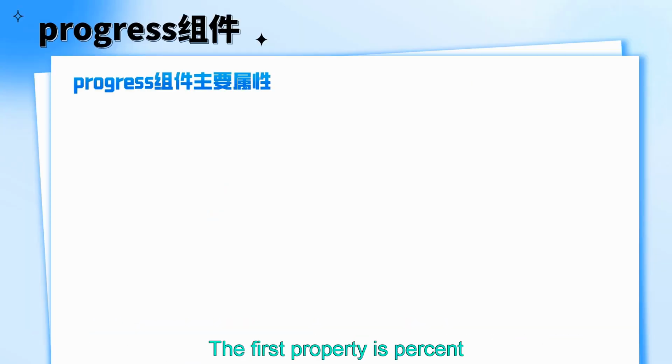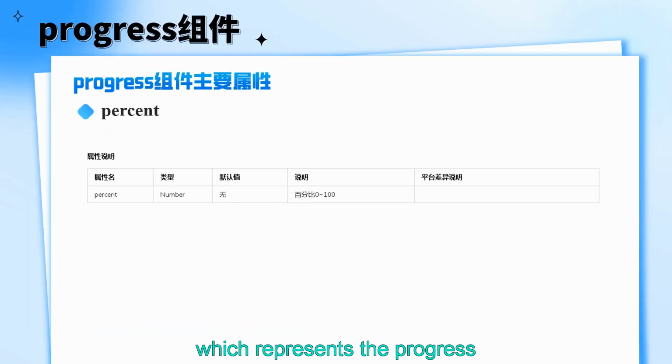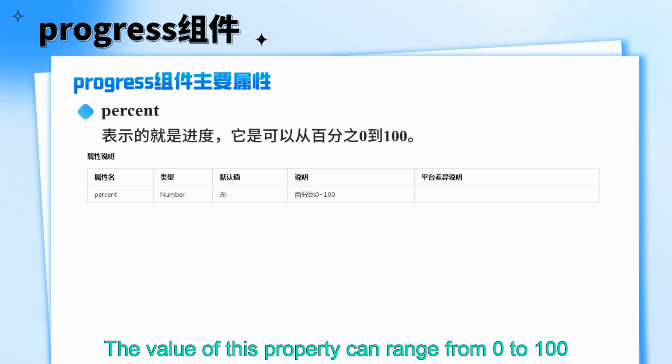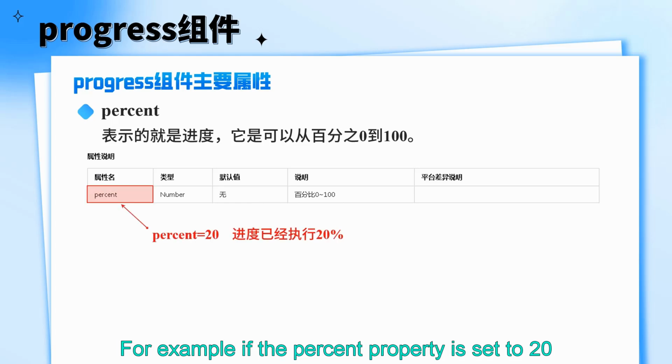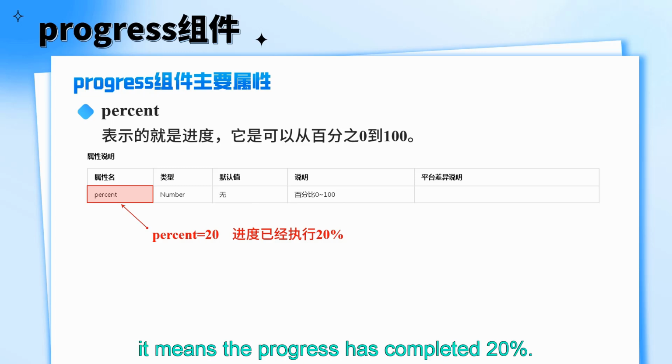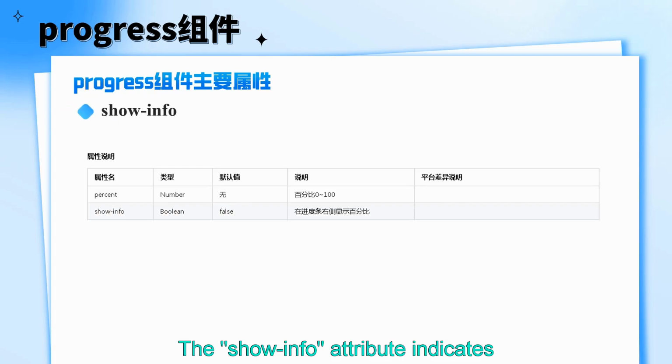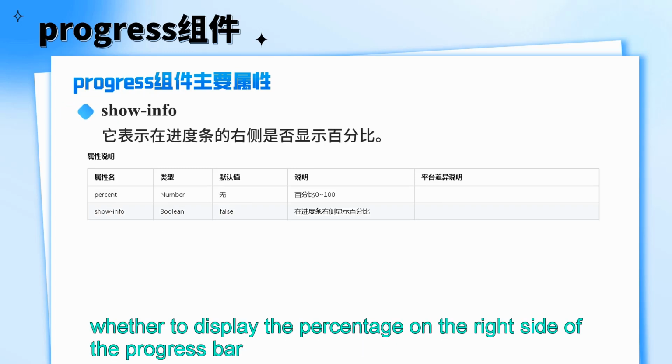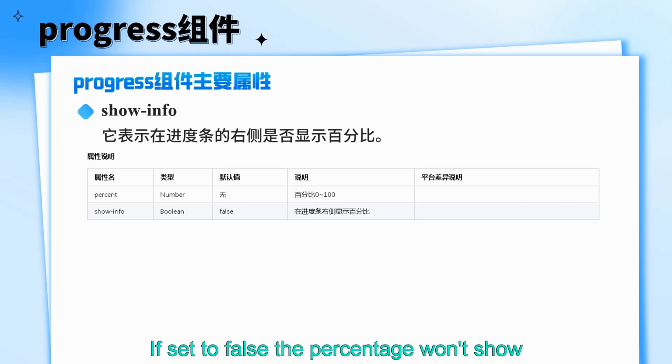The first property is percent, which represents the progress. The value of this property can range from 0 to 100. For example, if the percent property is set to 20, it means the progress has completed 20%. The show-info attribute indicates whether to display the percentage on the right side of the progress bar. If set to false, the percentage won't show.